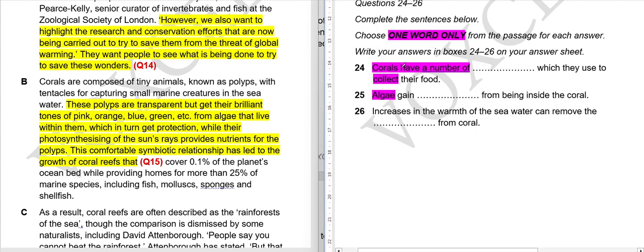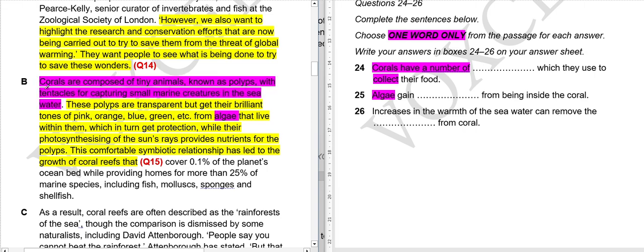Now we will read the first question, because if there is algae, second question, so the first question should be here also. Corals have a number of dash which they use to collect their food. So your answer to this question should be somewhere here. Can you tell me what is the answer? You have 5 seconds.